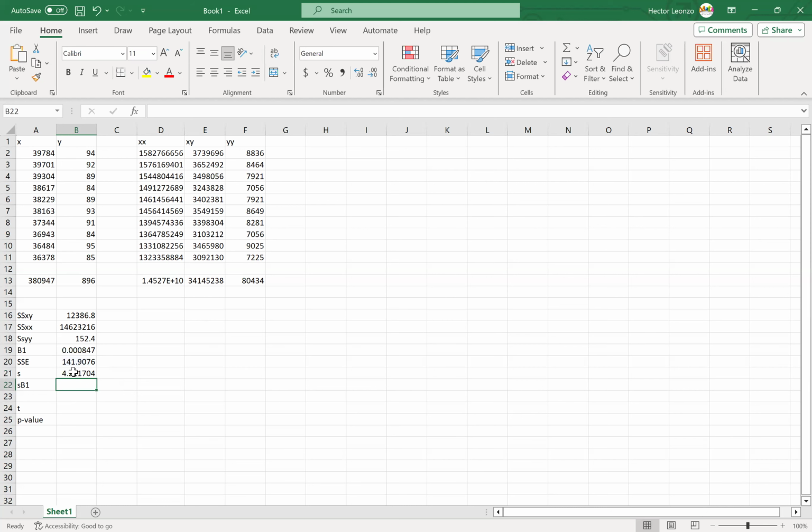For my standard error of least squares slope, so my SB1, I'm going to go equals S divided by square root. So SQRT, open parentheses. And then here have to go my sum of the squares of XX, close parentheses. Okay, so I found all of these. Now my T value. Let me come back to our notes here. I found all of these.